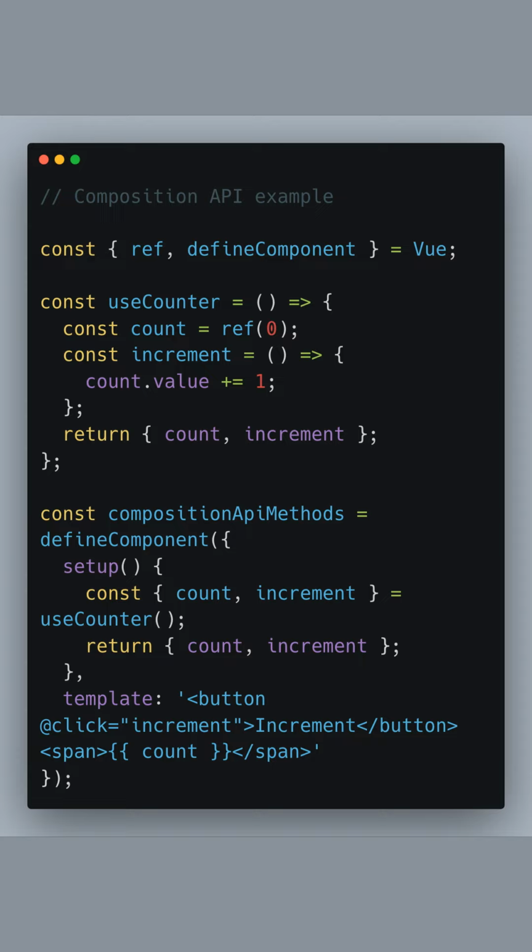Switching over to the Composition API, we start by using a setup function instead of an options object. We define a useCounter function that uses the ref function to make the count reactive, and defines an increment function that modifies the count value. Inside the setup, we destructure count and increment from the useCounter return value. We expose them to the template by returning an object. The template has the same structure, with a button that calls increment and a span displaying count.